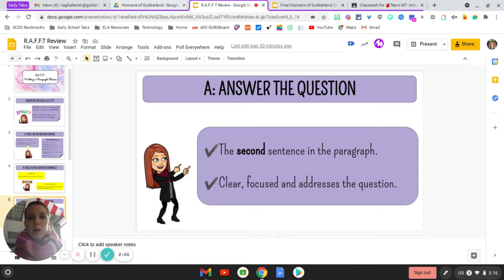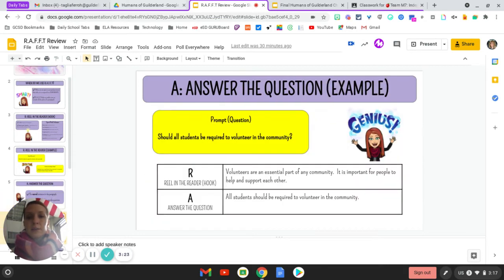The next part is answer the question. This is the second sentence in the paragraph, and it is a clear, focused answer to the question. This is really important because last week in our independent work, I read some of your sentences and you didn't answer the question. You wrote a really lovely sentence, but I wasn't clear as to how it connected to the answer. It needs to be just one sentence that gives your answer. There's no need for an explanation here. Let me show you what that might look like.